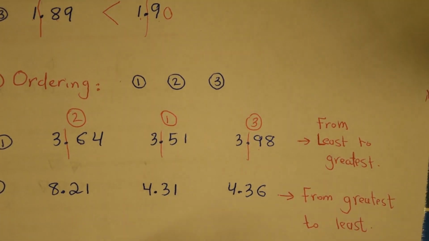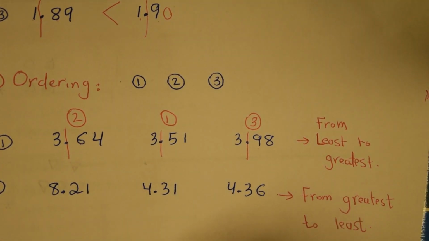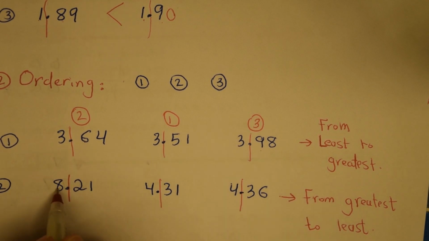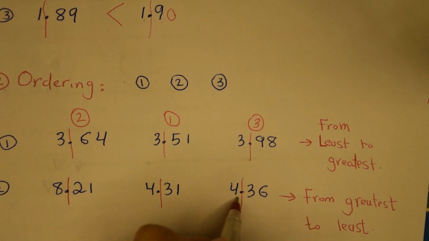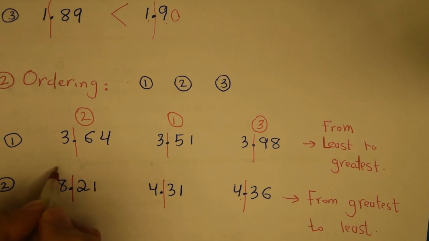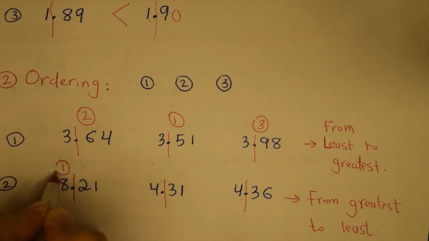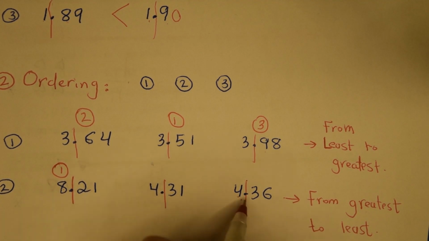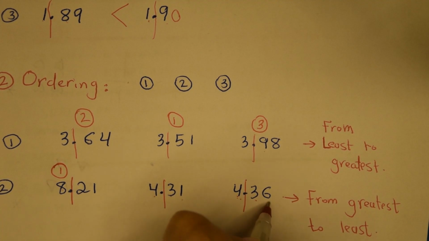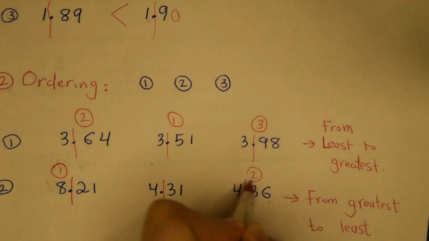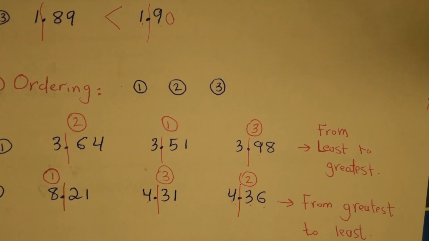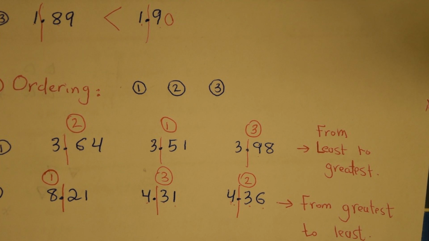Okay, now for number 2, I want it from greatest to least. First step, I will put the line. Here I have 8, then 4, then 4. So I want the greatest. 8 is the greatest number here. Now I have here 4, 4. I will compare now: 4, 4, 3, 3, 1, 6. I want the greatest, so this is number 2, and this one will be number 3. Okay, this is our lesson. It's very easy for you. Now we will start solving.